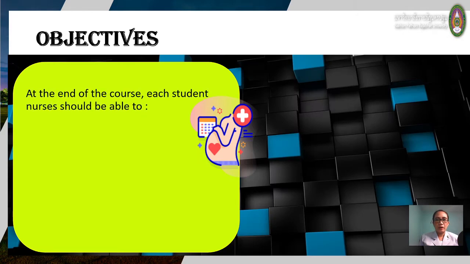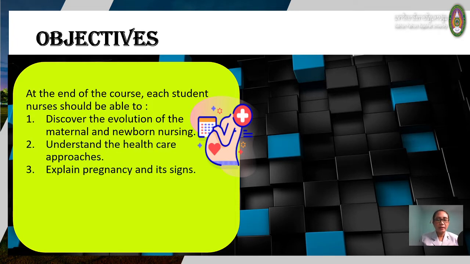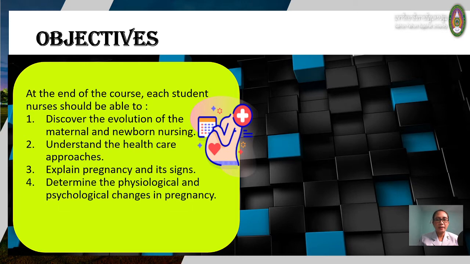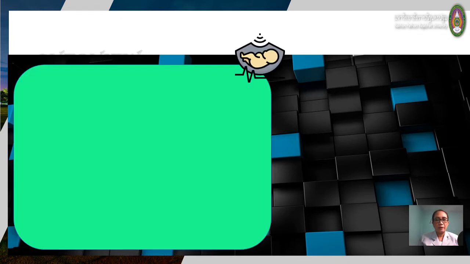So for the objectives, the student nurses should discover the evolution of maternal and newborn nursing. You cannot deny that I'm focusing on the mother and the newborn in this topic, and that includes pregnancy. So understand the healthcare approaches, explain pregnancy and its signs, determine the physiological and psychological changes in pregnancy, and differentiate each level of fetal development and physiology.